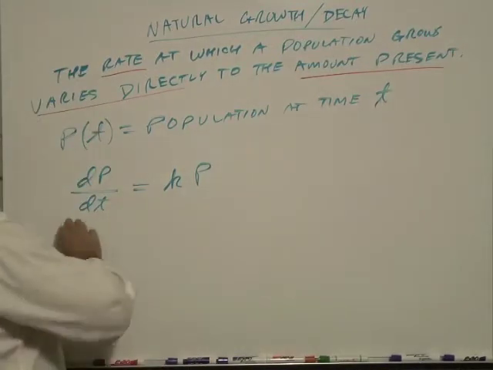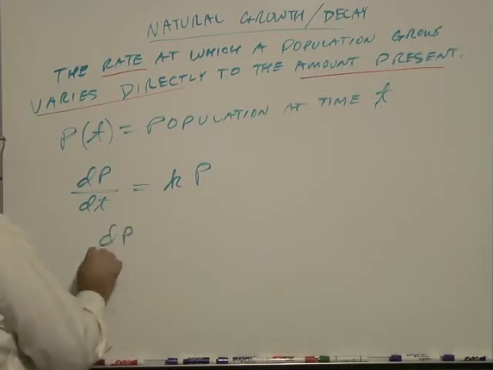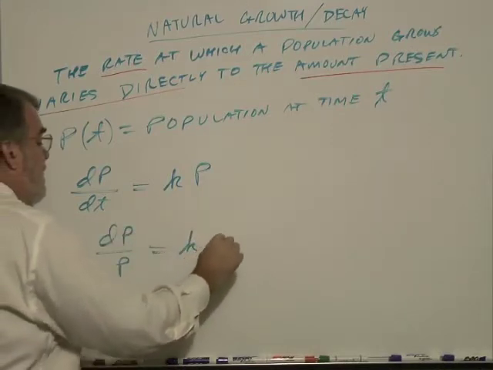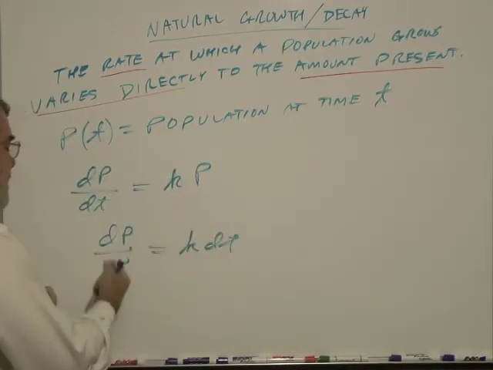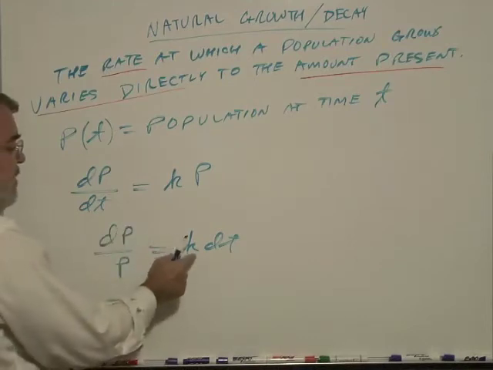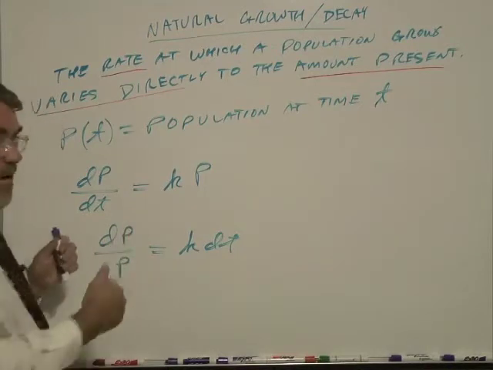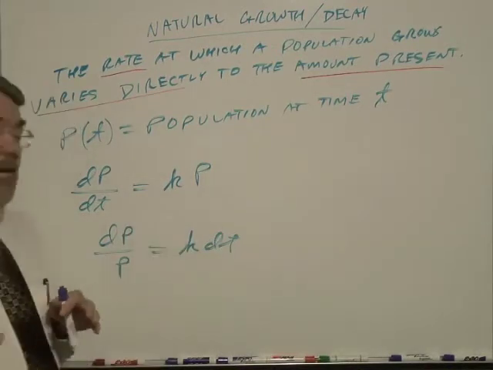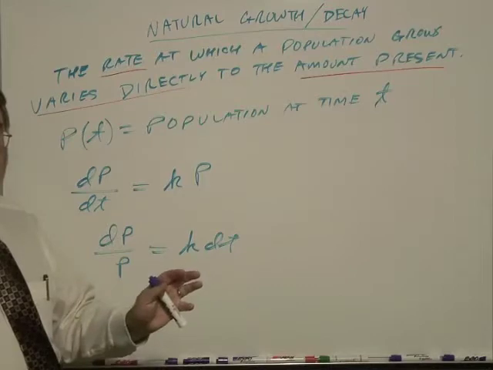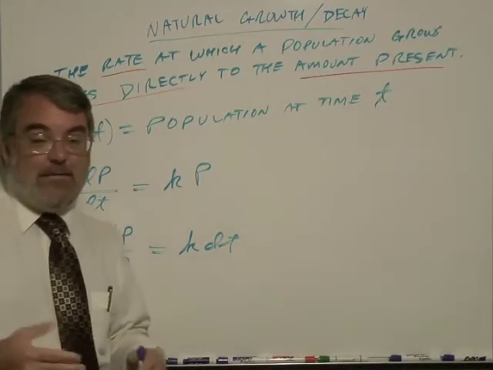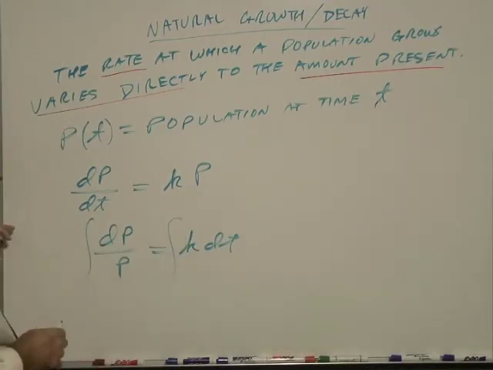But if I multiply by dt and divide by p, in other words, do a little bit of algebra here, I've got dp over p is equal to k dt. So a little algebra manipulation, swap these around by the rules of algebra. Now we have separated the variables here. I've got p's on one side, I've got t's on the other side, and I have a differential on both sides. When I have a differential throughout the equation, then we can integrate. We can eliminate the differentials by integration. So we integrate both sides.